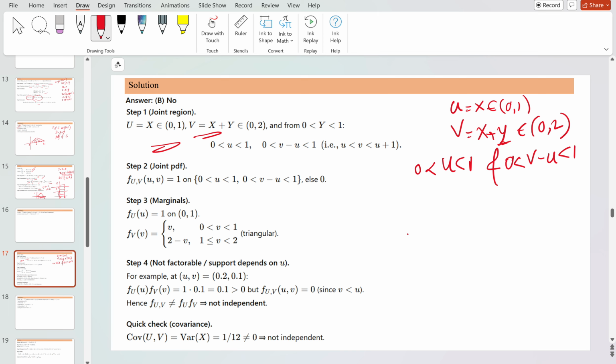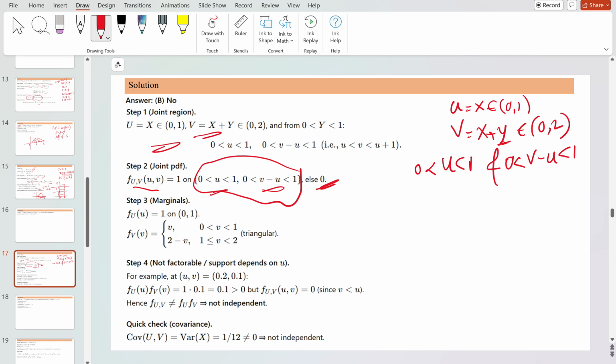When you see the joint pdf, when you want to find f(U,V), it is equal to 1, because U is between 0 to 1 and V minus U is between 0 to 1. In this condition only. Otherwise it will be 0, because it's a uniform distribution lying between 0 to 1.